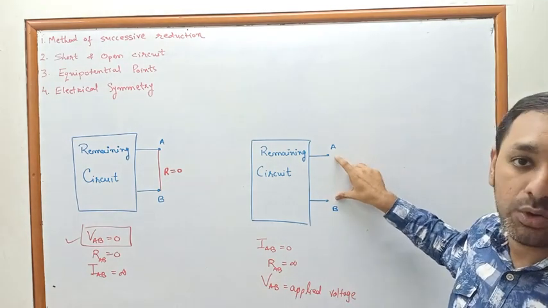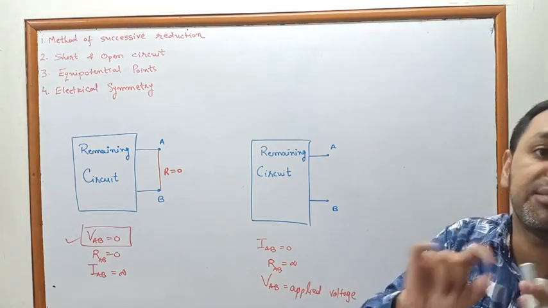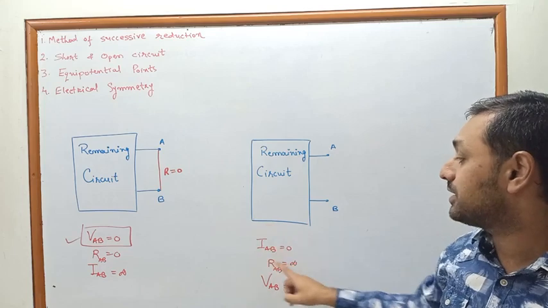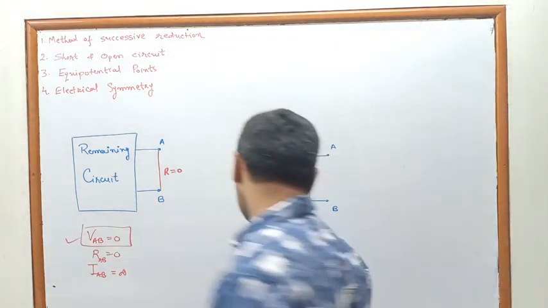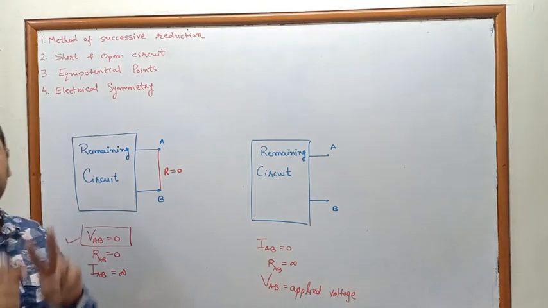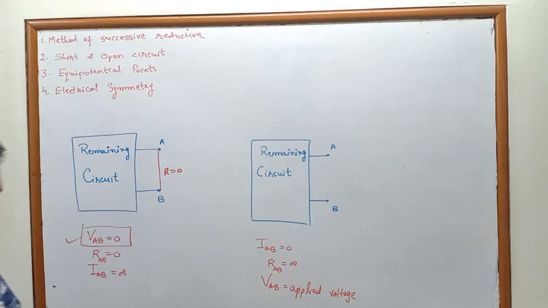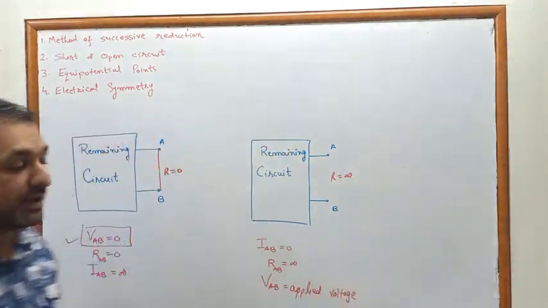Now, if it is an open circuit, then the resistance of any open circuit is infinite. And if resistance is infinite, in that case current is zero. So always remember two things. In short circuit, resistance is zero, and in open circuit, resistance is infinite.